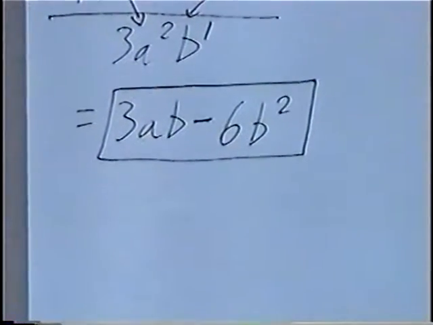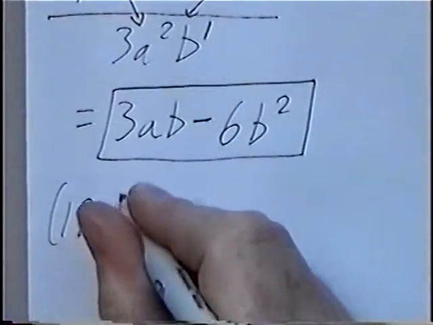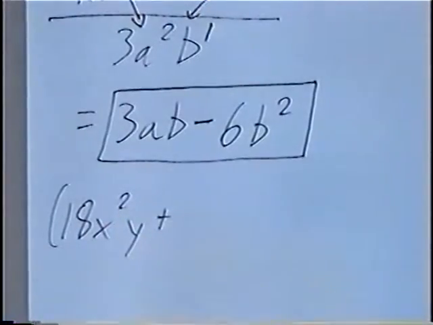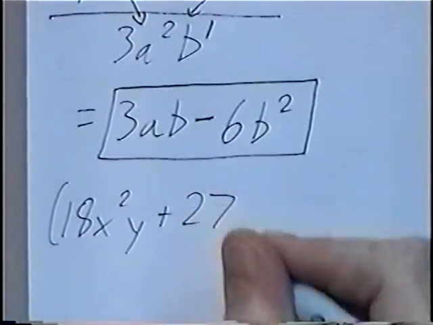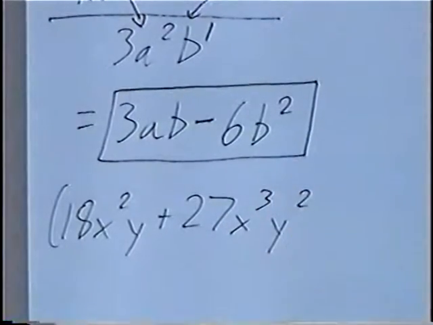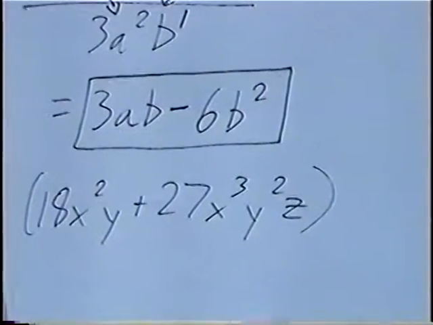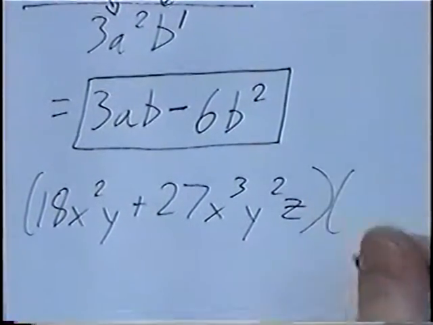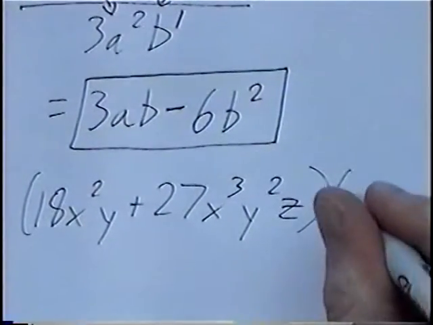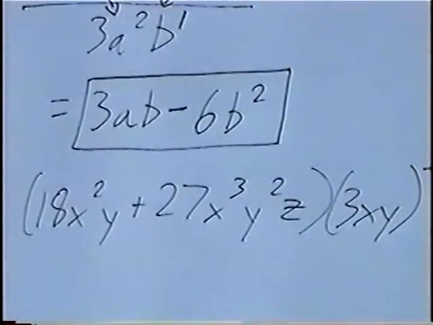Second question and last question for the section. First term in parentheses is 18x squared y plus 27x cubed y squared z, and close parentheses. Outside the parentheses, we'll have a second parentheses, which will be 3xy raised to the negative 2 power.